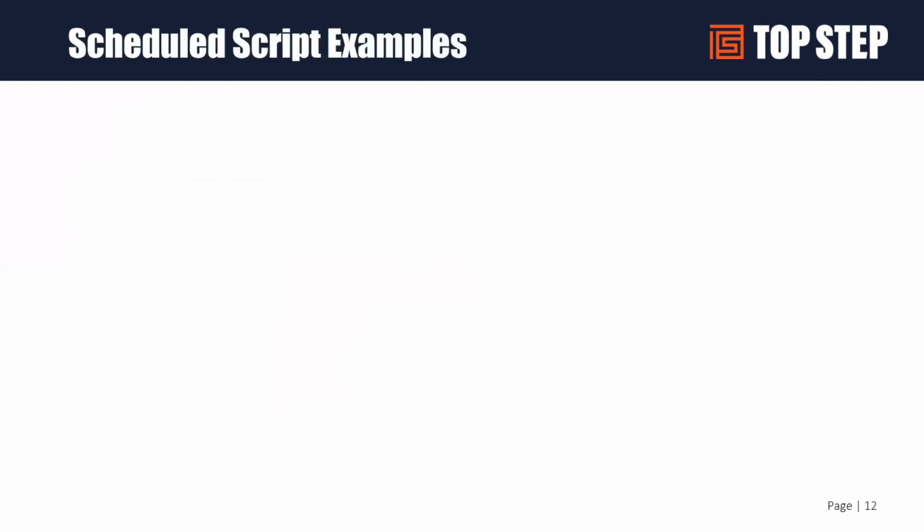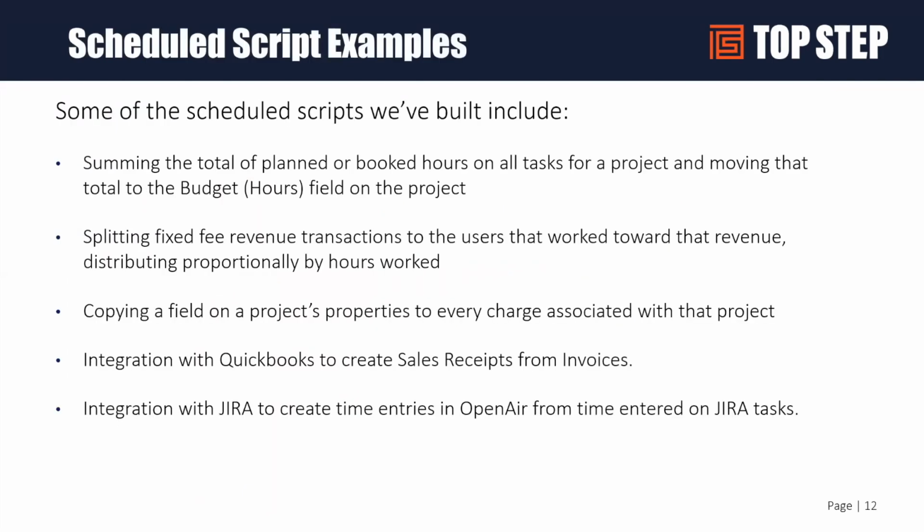Okay, scheduled script examples. Some of the scheduled scripts that we've built will show you different examples of what you can do with these scripts. For instance, we had one which sums the total of planned or booked hours on all tasks for a project and moves that total to the budget hours field on the project. So now somebody doesn't have to go separately and add them up. The script will run on a schedule, find all those planned or booked hours, and change the budget hours field.